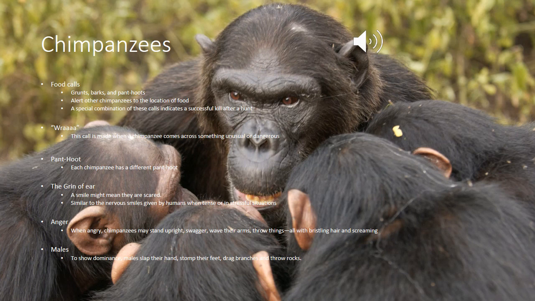Now, the grin of fear. When we see an animal smile, we think they're happy. But with chimpanzees, when they're grinning, it often means that they're scared, that they're fearful. And this is actually similar to humans. Quite often we grin or we smile because we're feeling awkward or we're feeling a little bit uncomfortable or stressed. Often we smile.